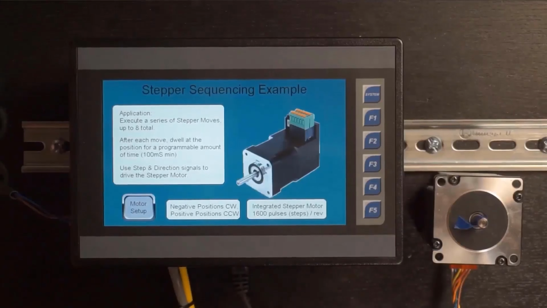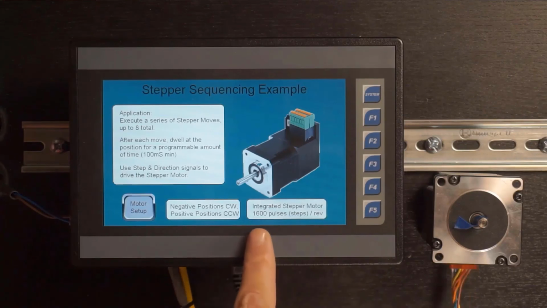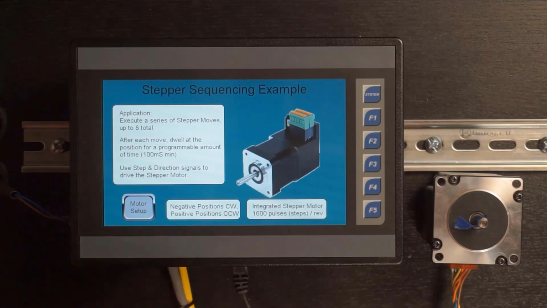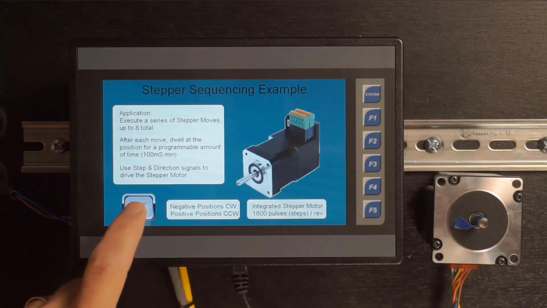As stated here on this page, we'll be able to execute 8 moves and we'll be able to specify a dwell time at the end of each step. For the stepper motor I'm using, it's an integrated unit that supports 1600 pulses per revolution. Here, negative destination positions will move the motor clockwise and positive destination positions will move it counterclockwise.